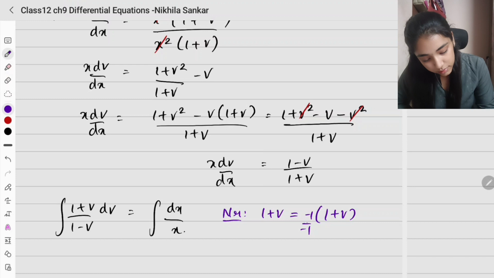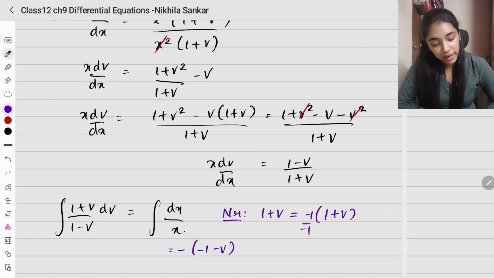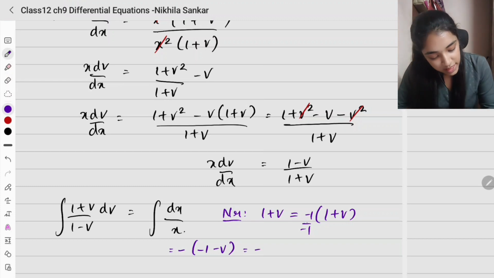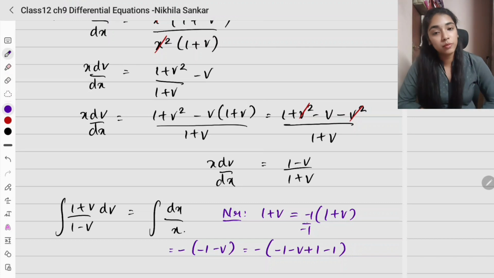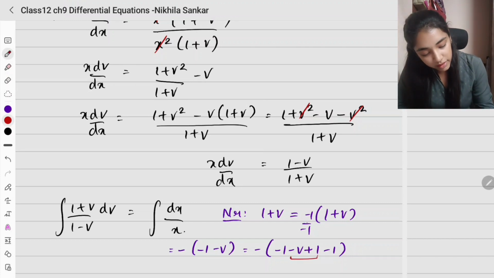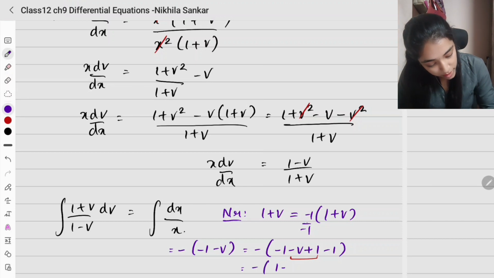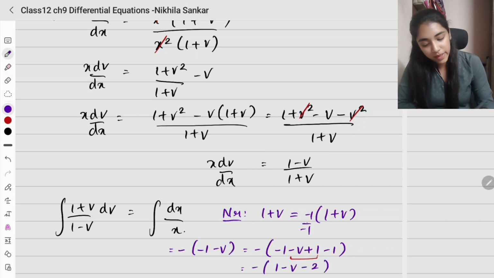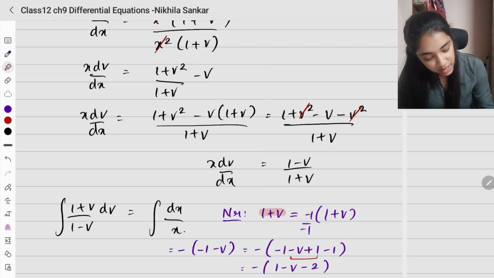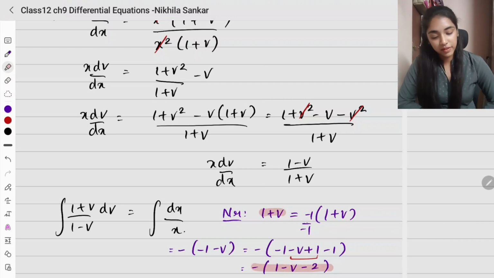I'll have minus of minus 1 minus v. Okay, 1 minus v ke minus 1 minus v வந்துருச்சு. This is nothing but minus of, I need 1 minus v இல்லையா? So 1 minus v க்கு நான் என்ன பண்ண போறேன்? Minus 1 minus v plus 1 minus 1 is what I'm going to do because I need 1 minus v in the numerator. Correct? So this is nothing but minus of 1 minus v minus 2. So basically my numerator from this it became this. For simplification, you will see why it's easier to solve the integral in such a way.